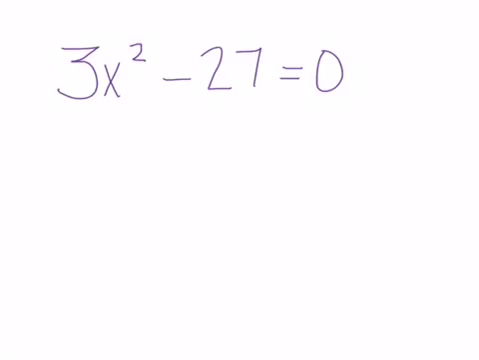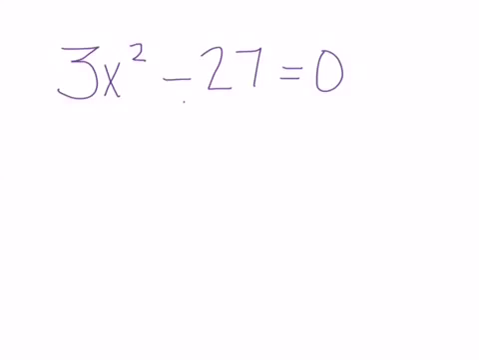Okay, in this video we're going to look at how to solve this quadratic equation by extracting the square. Currently, this equation is in standard form with everything set equal to 0. However, when we use the extracting the square method, we have to get the x term isolated on one side. That means get it by itself.